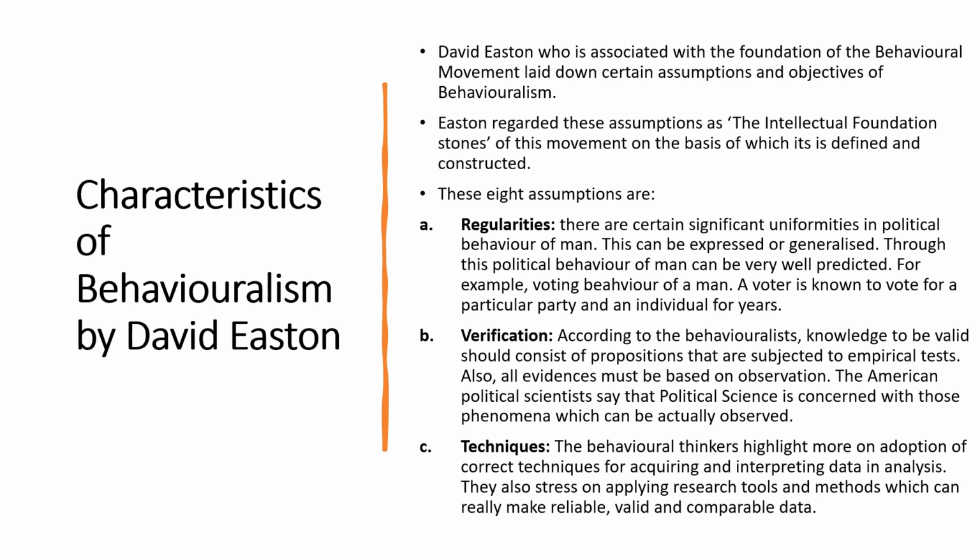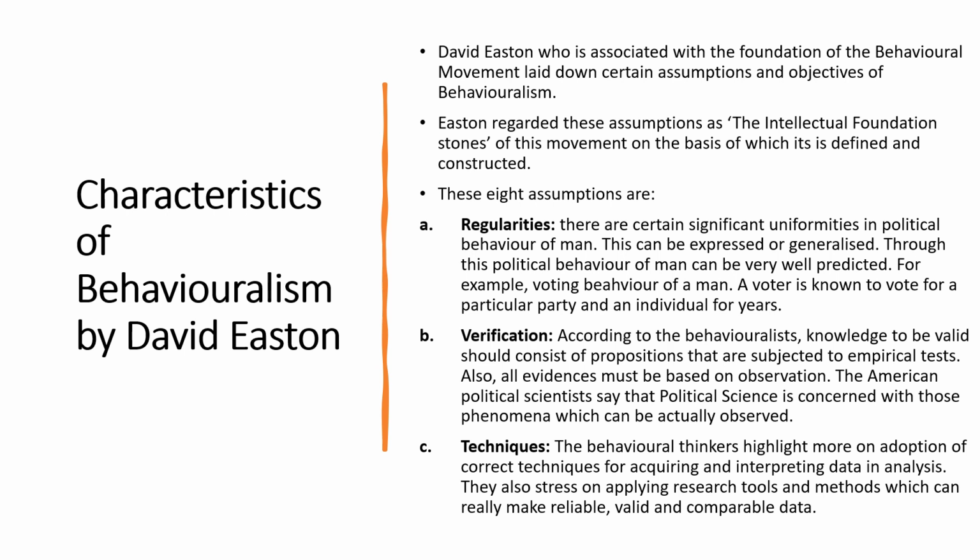These 8 assumptions are: number 1, regularities. What is it? There are certain significant uniformities in political behavior of man. This can be expressed or generalized. Through this, political behavior of man can be very well predicted. For example, voting behavior of a man. A voter is known to vote for a particular party and an individual for years. So the behavioral thinkers said that voting behavior or pattern of an individual or a group can be very well predicted.